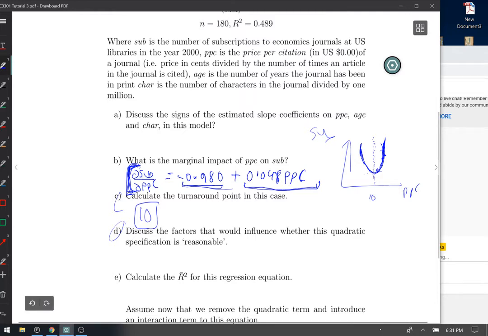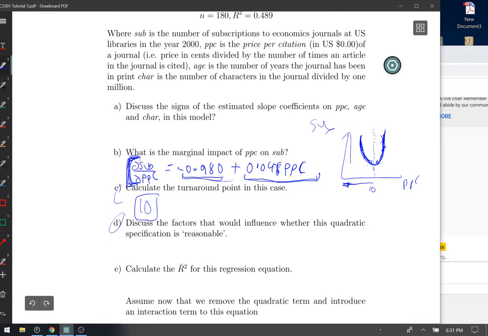But this is not necessarily inconsistent with the quadratic specification. Remember what we said: if all the price per citations we observe are 10 or lower, then all the marginal effects in our sample would actually be negative, so it wouldn't be inconsistent with economic theory. We might not observe any, or there may not be many, price per citation above 10, because the citations tend to be in the thousands and the price not all that large. So usually the price per citation wouldn't really get above 10 anyway.